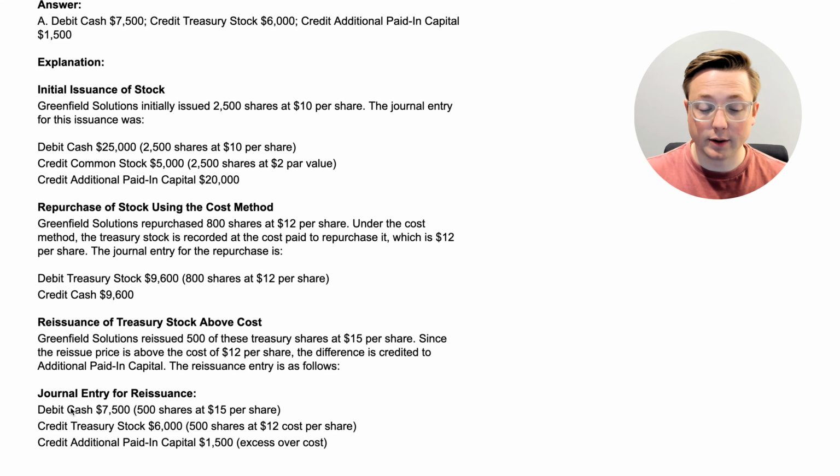So what do we do? We go down to cash. We debit it for the 500 shares at the $15 per share that they were reissued for, so $7,500. We credit Treasury stock for the 500 shares at the $12 cost per share. So in this case, again, we're not using the par value. We are going back to the $12 per share that they were repurchased for, and then we are crediting Treasury stock for that same amount per share. So 500 shares at the $12 cost that it cost to repurchase those shares when they repurchased the Treasury stock, and that's $6,000. And then the additional paid-in capital is, again, the difference. So $7,500 less $6,000 is $1,500.